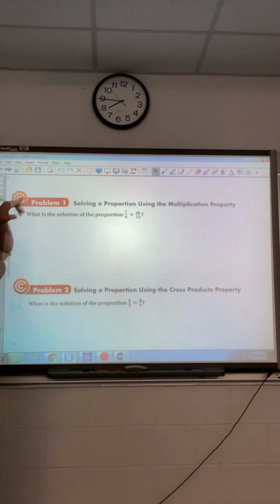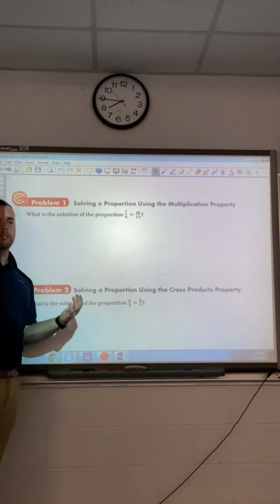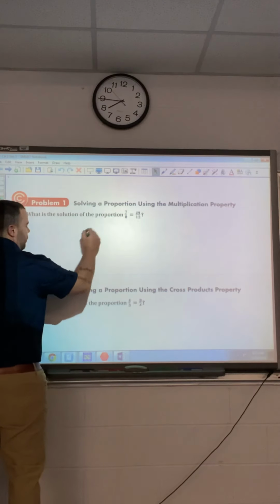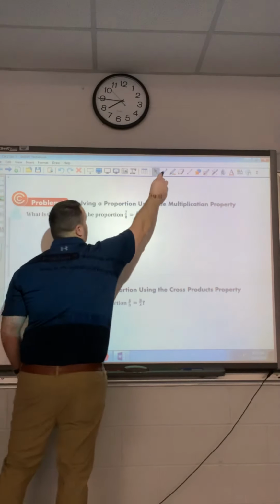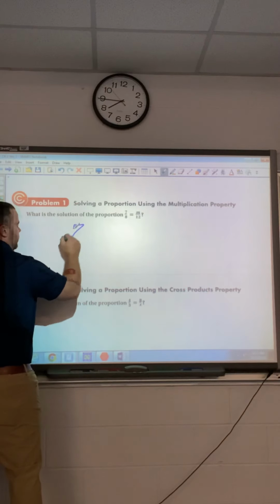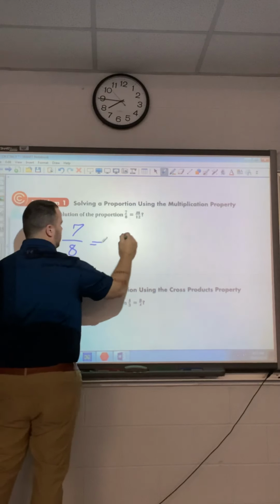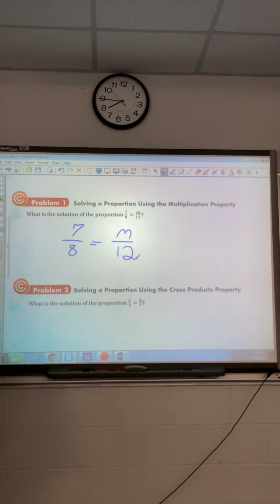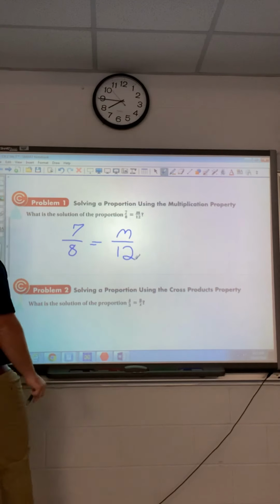There's two ways we can do it. I think maybe you were taught the butterfly method. Anybody ever heard of that? You use cross products, because one of the rules of a proportion is that the cross products have to be the same. Let me make this a little bigger so you can see it. I'm gonna rewrite it: 7 over 8 equals m over 12.